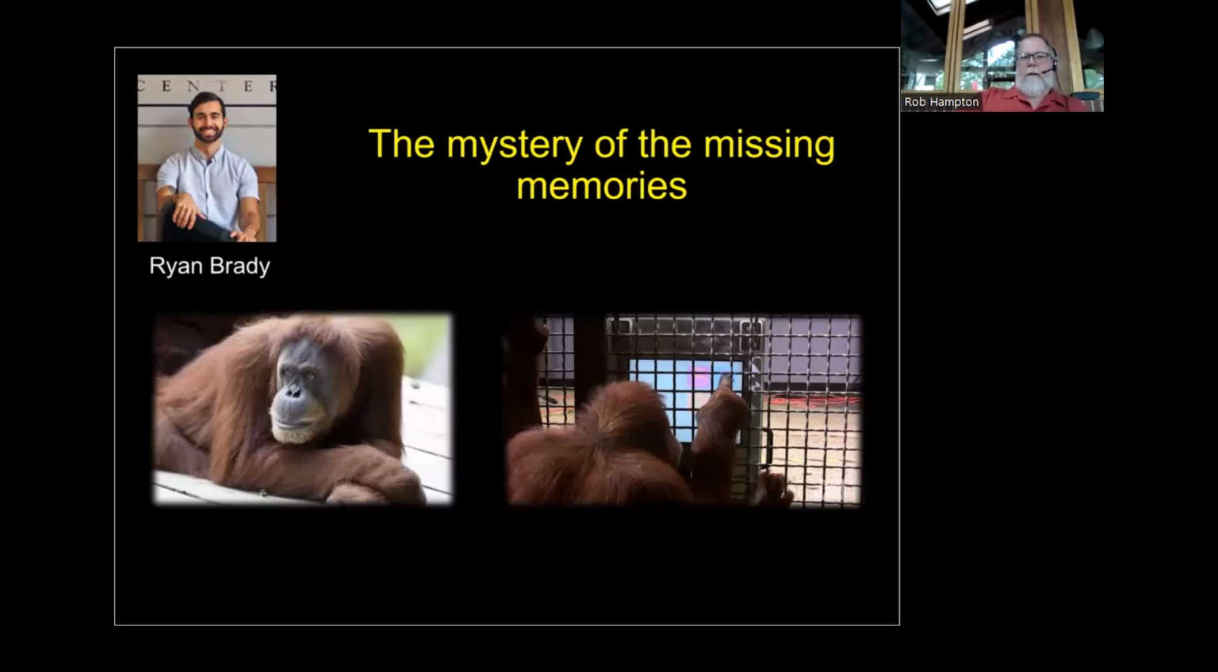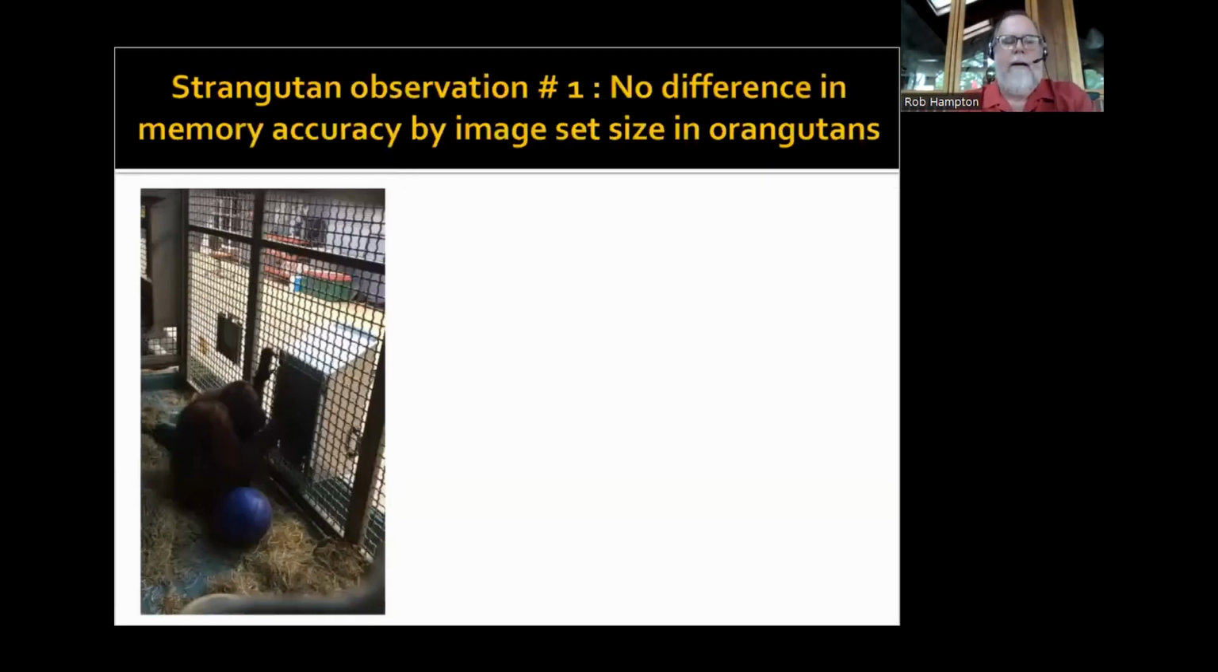And so now what I'm going to do is just show you a few comparative findings, where we directly compared orangutans and rhesus monkeys, and got presented with some puzzles. So the first puzzling finding that we had with the orangutans is that they don't show a difference in memory accuracy with set size, the one that is very well established in rhesus monkeys, that when they're working with a large set of novel images, their performance is better than when they're working with repeating images.